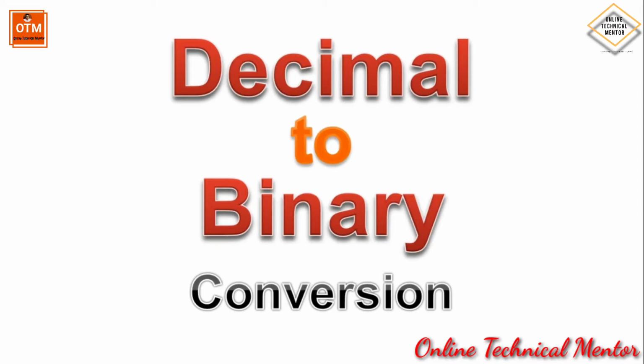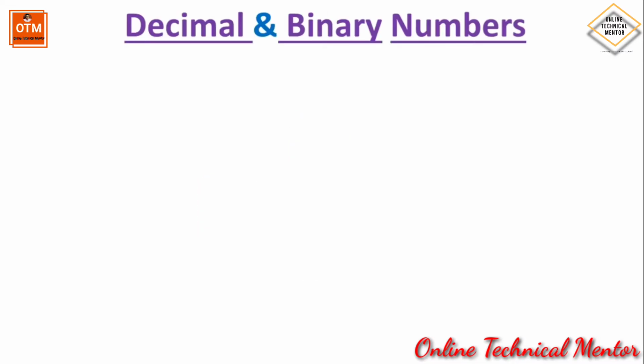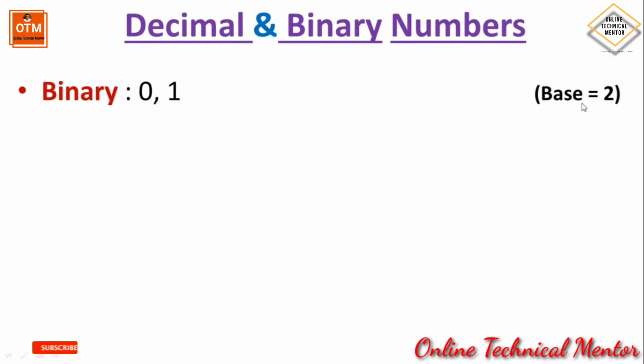In this video, I will show you how to convert a decimal number to its binary form. Decimal and binary numbers. As you all know, a binary number contains two digits. One is 0 and another is 1. Since there are two digits in a binary number system, its base is 2. You can also say that the radix is 2.